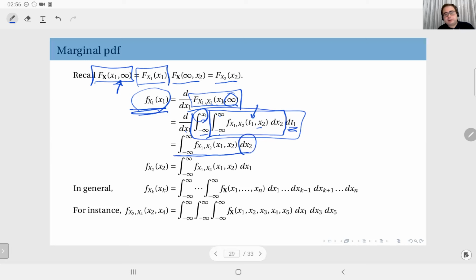You see, this resembles the mechanism for finding the marginal PMF from the joint PMF, because that was a summation over the entire sample space of the remaining components. So this is the same thing. For instance, to obtain the marginal PDF of x2, you integrate the joint PDF with respect to x1 over the entire real line.